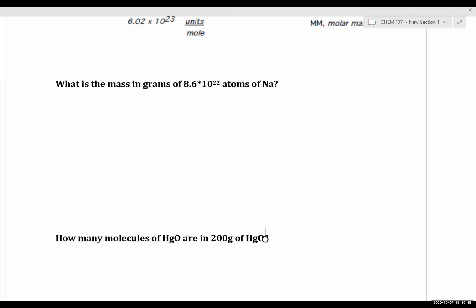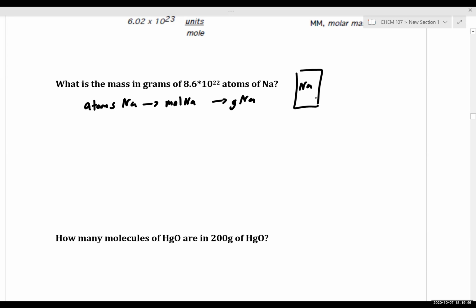Okay, so let's discuss this example. For sodium, we're starting off with the atoms of sodium, and we're trying to calculate the grams of sodium. What intermediate stepping stone, what intermediate unit, will we be going through? What unit gets us from atoms to grams? Yep, moles. So we're going to go through moles of sodium.